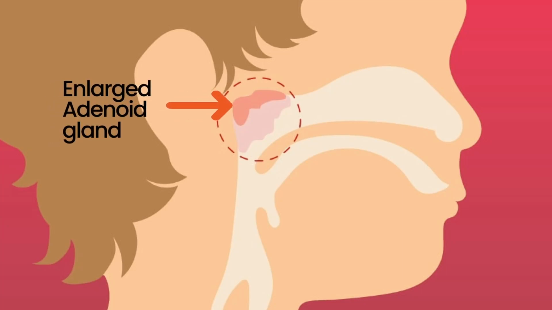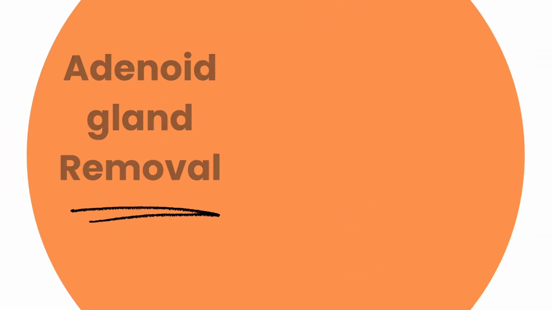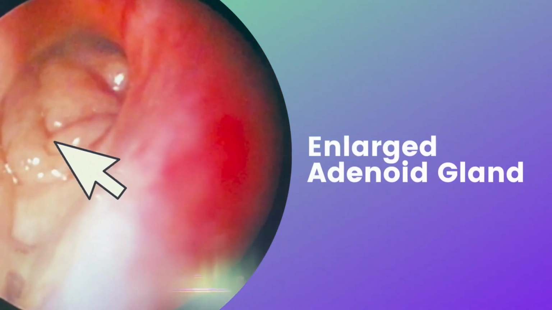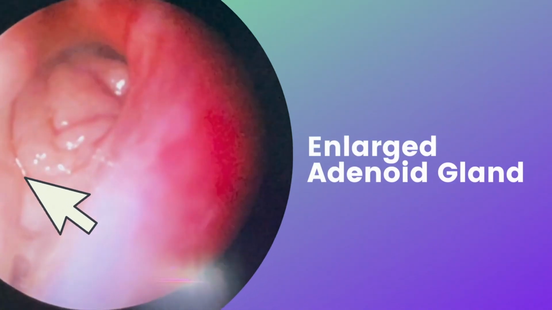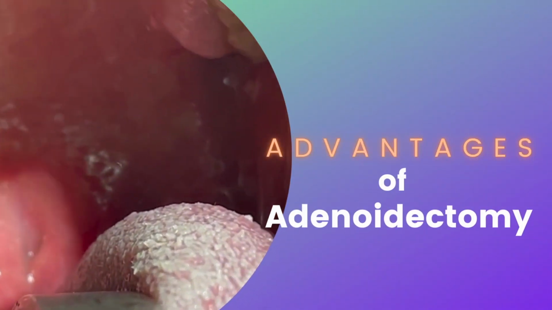The adenoid gland is a small lump of tissue located at the back of the nasal cavity, above the tonsils. Adenoid gland removal, also known as adenoidectomy, is a surgical procedure that involves removing the adenoids. Here are some potential advantages of adenoid gland removal.